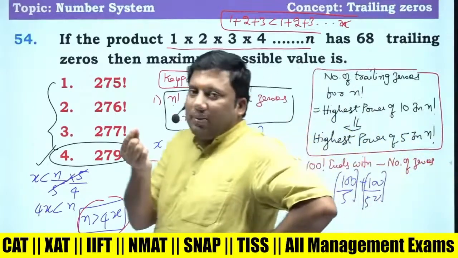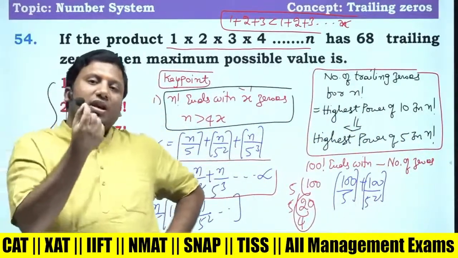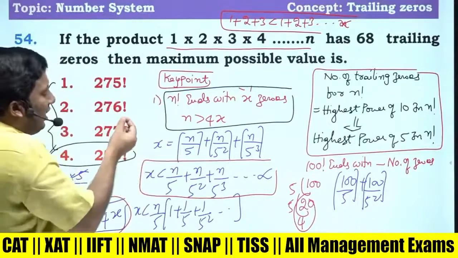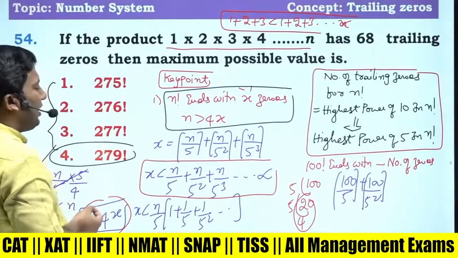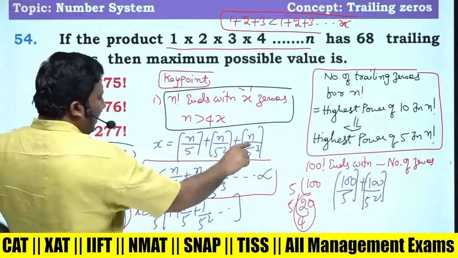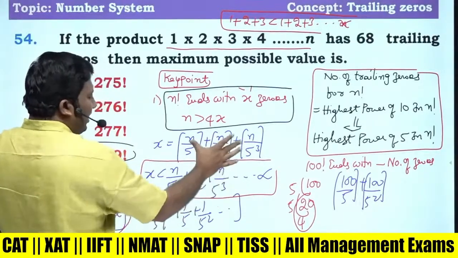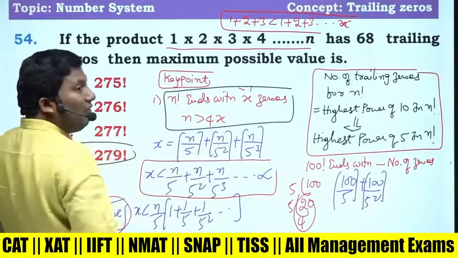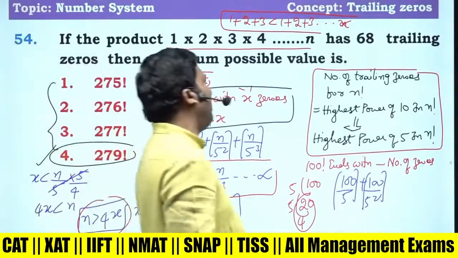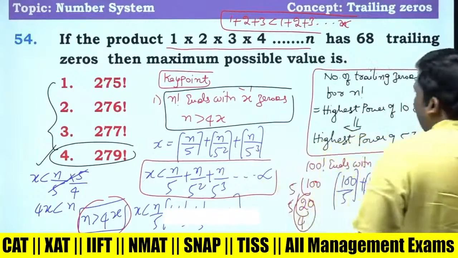The relationship between a number in factorial format and the number of zeros at the end is given by n is greater than 4x. The equality became less than because it is a finite series. Finite series is always less than infinite. I hope the idea is clear.